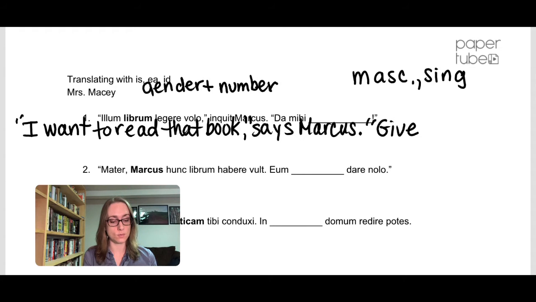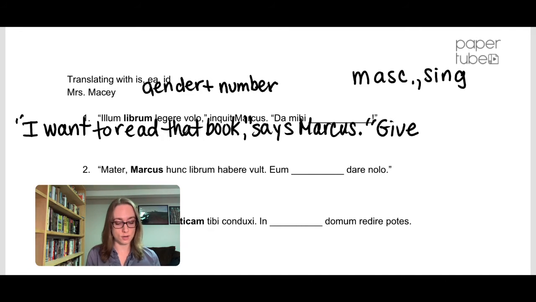Now, what case is it going to be? Well, give is a command, da. So what does he want given? Give blank to me. If you look at the verb and ask the question who or what, so what does he want given? He wants the book given. Give it to me. The answer is the direct object. So it's going to be accusative. So we know it's masculine singular and it's accusative.